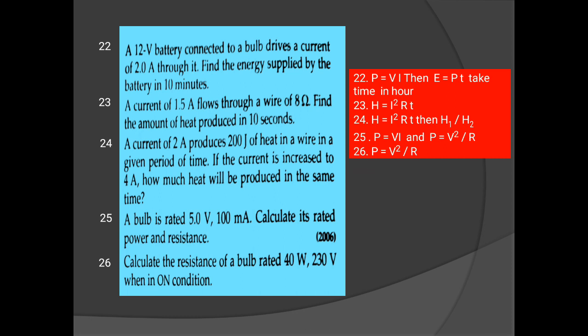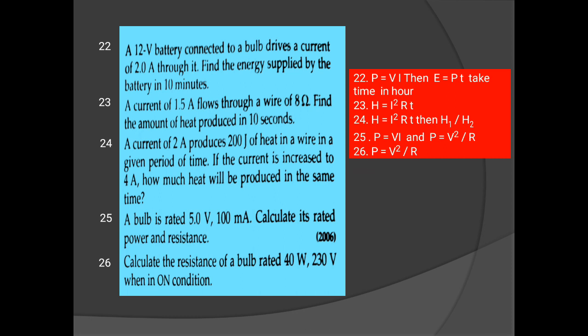Question 24. A current of 2 ampere produces 200 joule of heat in a wire in a given period of time. If the current is increased to 4 ampere, how much heat will be produced in the same time? Use H equal to I square RT, then take the ratio H1 by H2.